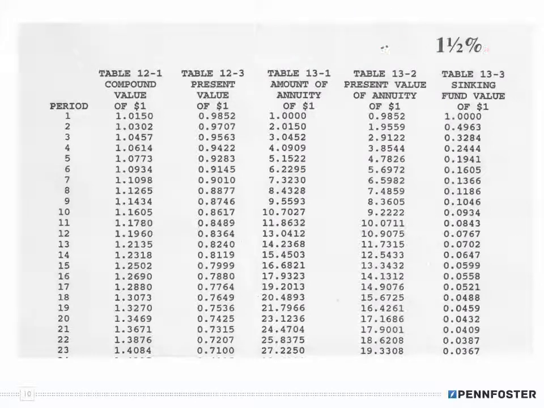In this case here, I'm interested in 1.5%, so I'm looking for that page that has it. The number of periods goes down the side the same way as it did in the tables in the textbook. But now when you look across the top in these columns, what are we looking at? It says here table 12-1, which is a compound value. Okay, that's your future value table.